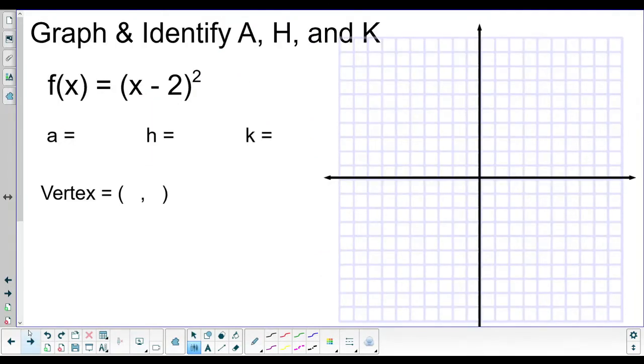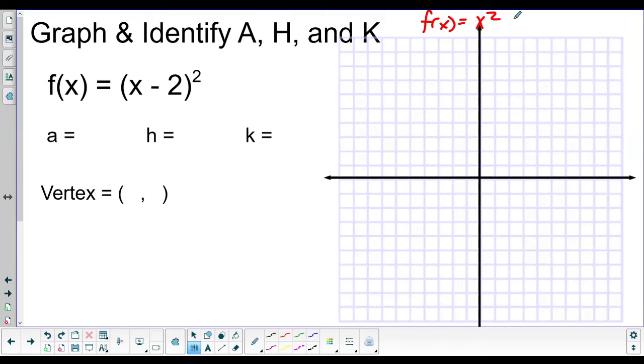Okay. Now what we're going to do is we are going to graph the equation. We are going to identify a, h, and k. And we're going to say where the vertex is. And we'll talk about that in a second. So let's first start with graphing the original. Then we'll worry about this stuff here. For the original, f of x equals x squared.